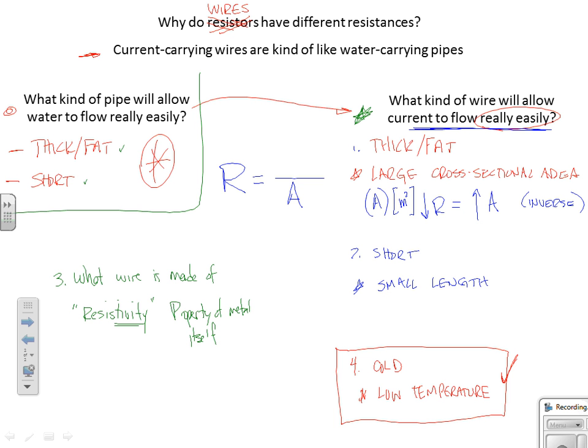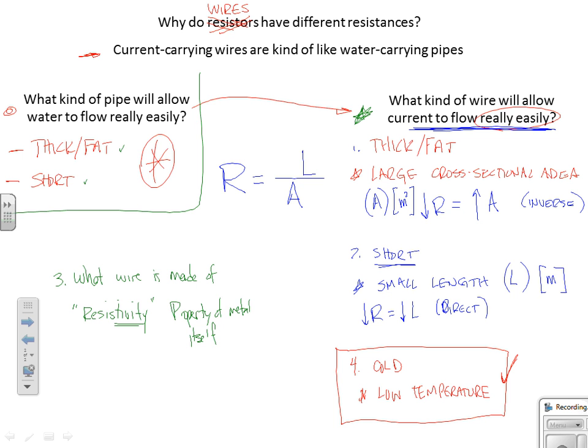To flow easily, we want a short wire, small length. So that means small resistance is small length. That's called a direct relationship. So length, we use L. We measure it in meters. That's going to go up here, a direct relationship. The bigger the length is, the more resistance there is.